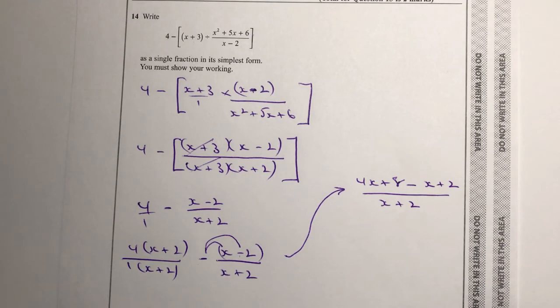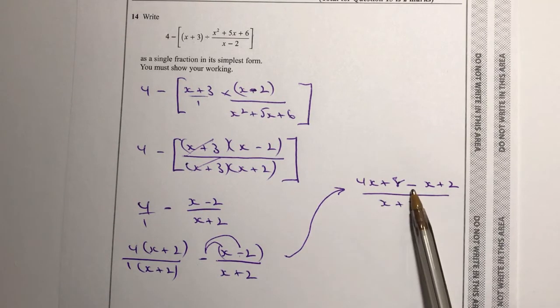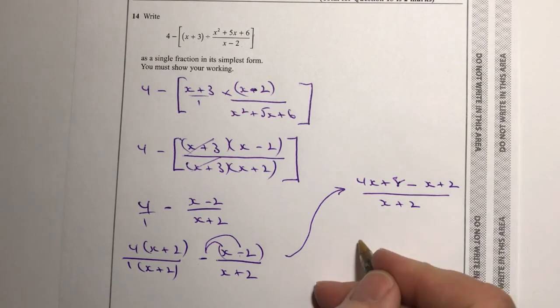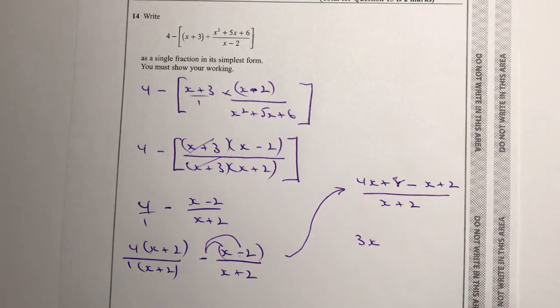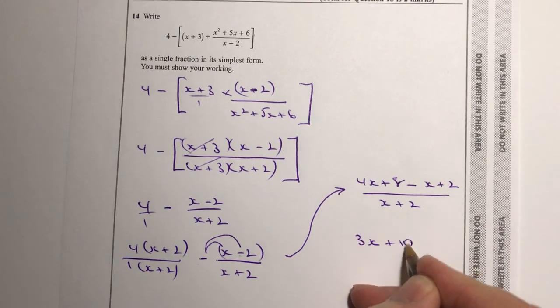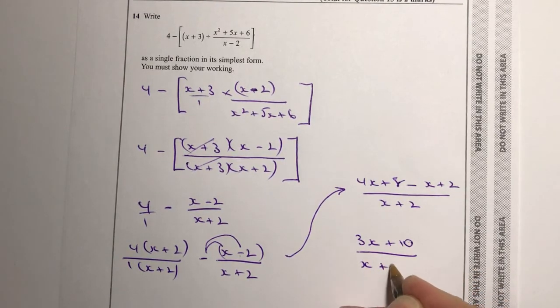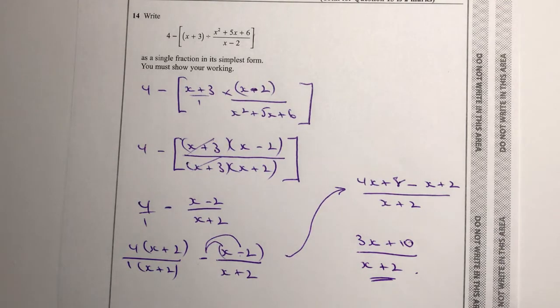Okay, so if we type that up again, I've got 4x minus x is going to be 3x. And I've got plus 8 plus 2 is going to be plus 10, and that's over a denominator of x plus 2. And that's the answer to this particular question. Okay, I hope that's all right for you. Let's move on then to question number 15.